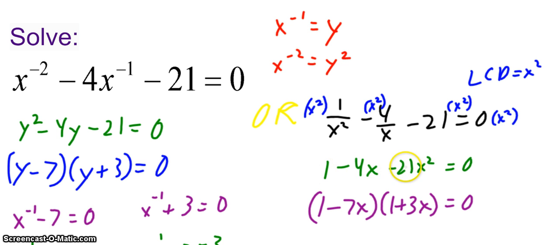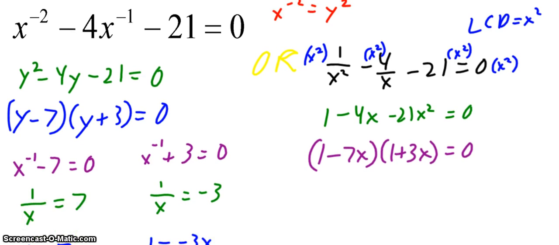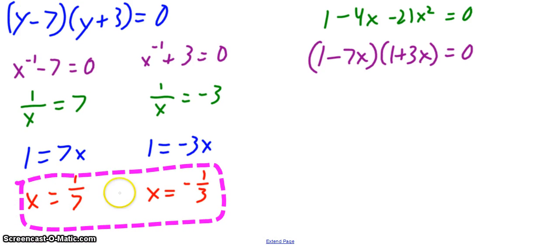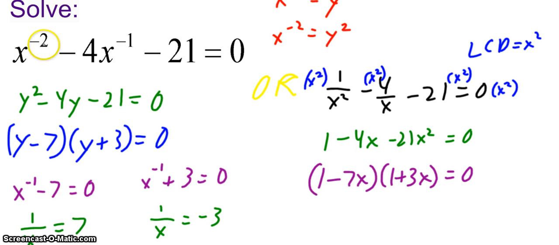This is a quadratic equation that also factors. It may not be quite as easy to see how, but it's going to factor into 1 minus 7x times 1 plus 3x equals 0, and then from there I could set each factor equal to 0. I did not do that because I already know that I'm going to get x equals 1/7 and x equals negative 1/3. Either way works. The big part is you have to recognize what x to the negative second and x to the negative first are. That's actually 1 over x squared and 1 over x.